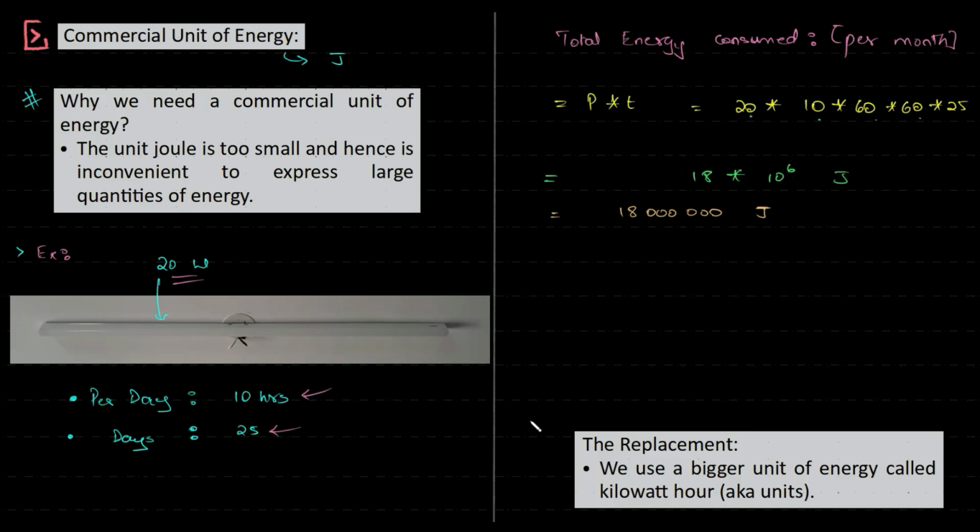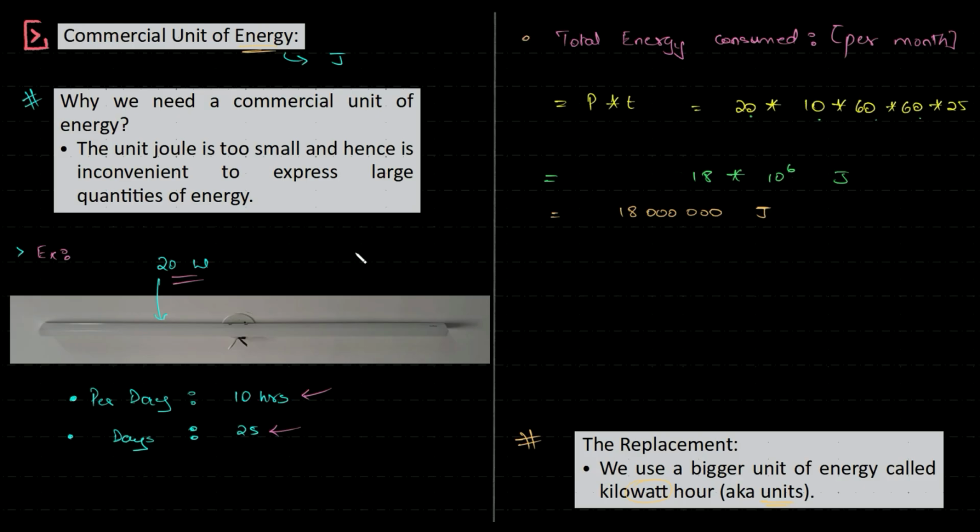So the replacement is something called the kilowatt hour, also known as units. Many people get confused that there is a watt, so this has to do with power. Yes, it has to do with power, but the first thing it has to do with is energy. It is the alternative way of measuring energy consumption that happens in our house, in our industry, in a school, in a college, in an office. It's a commercial way of expressing it.